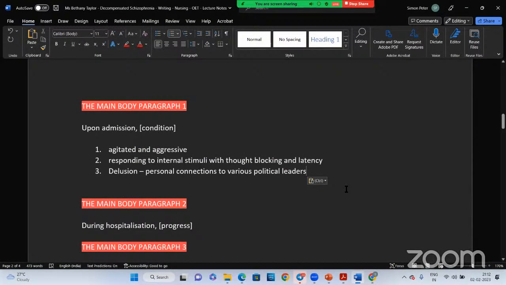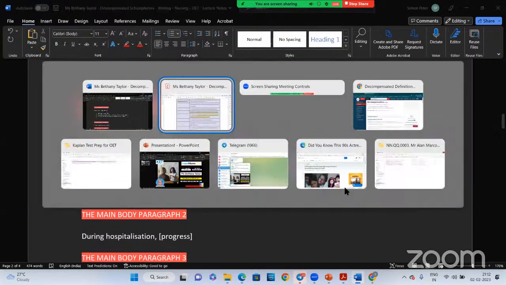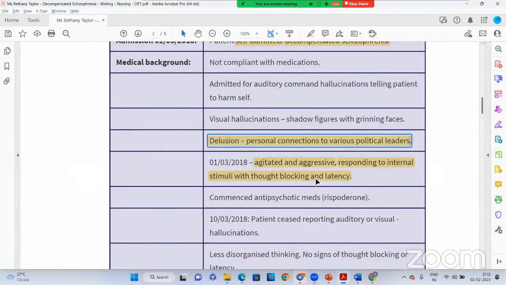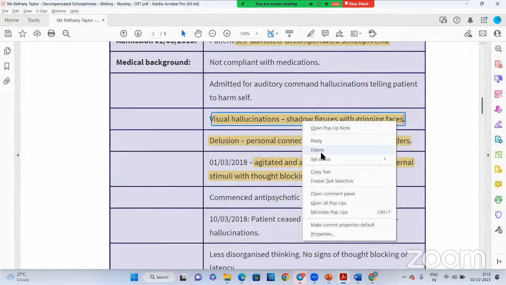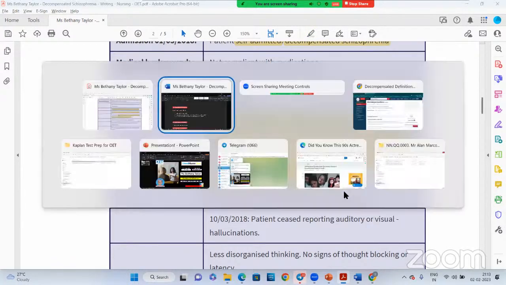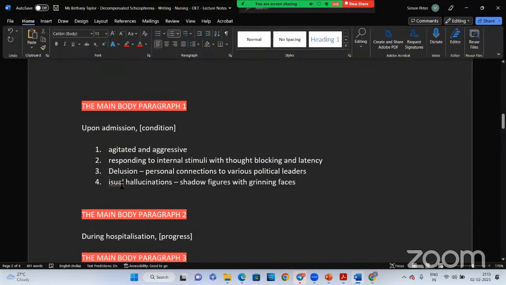Regarding various political leaders, delusions are there. That is number 3. And anything else? Check there. She has visual hallucinations also. So this is another point: visual hallucinations, shadow figures with grinning faces. So these are the 4 points.